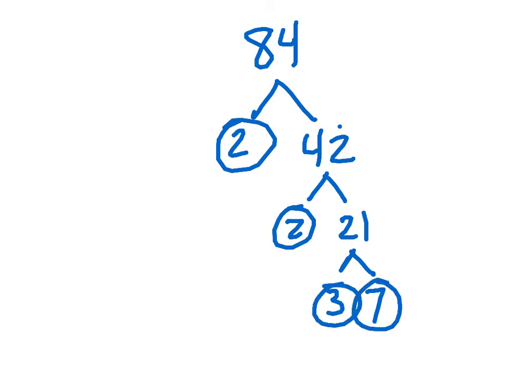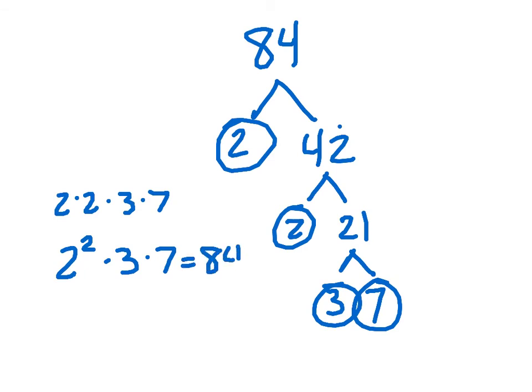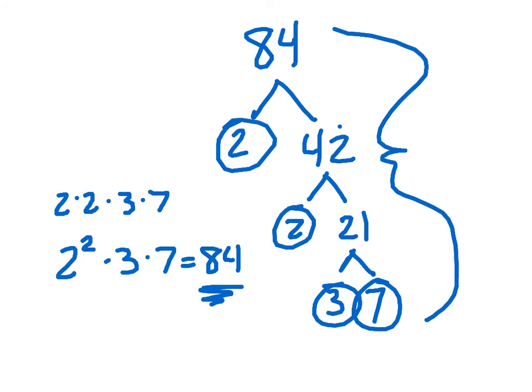So cleaning this up, we have 2 times 2 times 3 times 7. Or we could write this as 2 squared times 3 times 7 will give me 84. And if you were to multiply that out, 4 times 3 times 7, I bet you'll get 84. Whole bunch of different ways that you could break this down, but you'll always end up with these prime factors. Come on, these are fun.